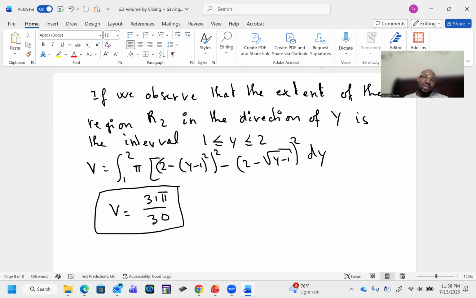So you need to know the washer and the disk method. The difference is when one of the functions is 0, you just use the disk method. But if you have both functions, use the washer method, okay? I will see you in the next section.